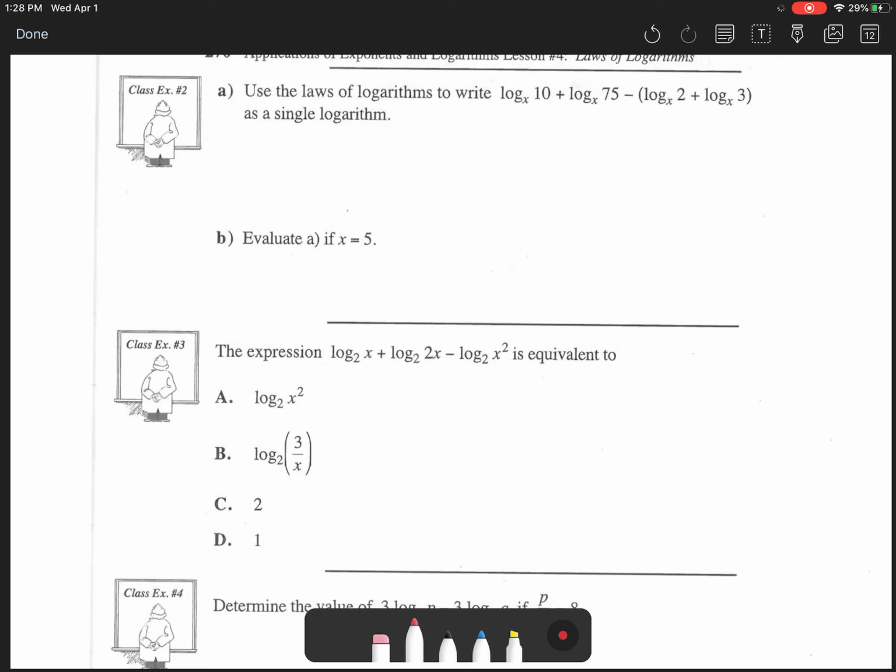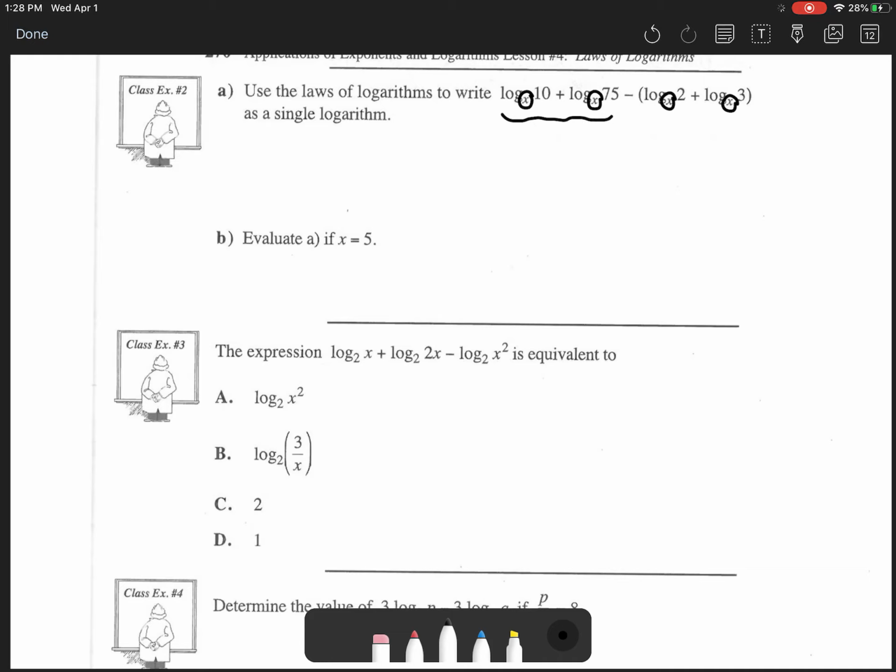Next page. Use the laws of logarithms, which are just what we learned on the last page, to write a log base x of 10 plus log base x of 75 minus, and then in brackets, log base x of 2 plus log base x of 3. Again, the first thing I notice, and you guys will, after you've done a lot of these questions, is that we're adding and subtracting here, but all of those log expressions have a base of x, which in this case is just the same base. That's what we're worried about here.